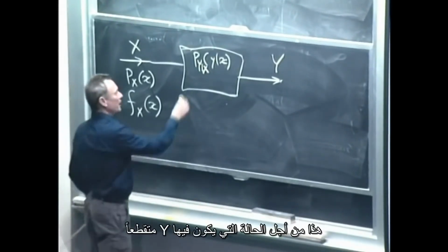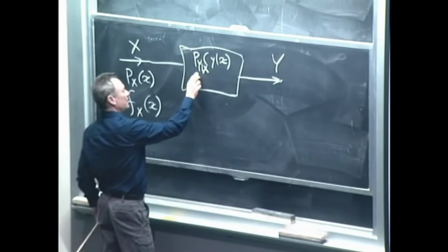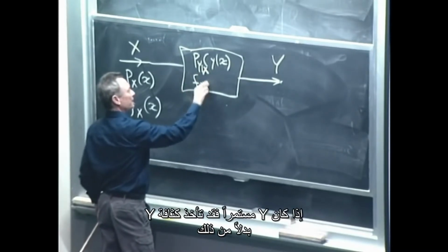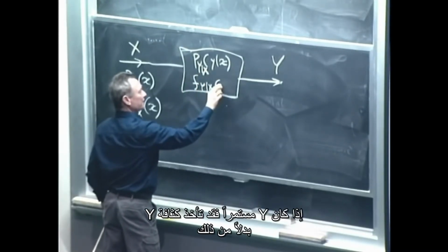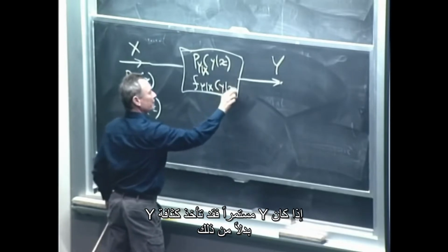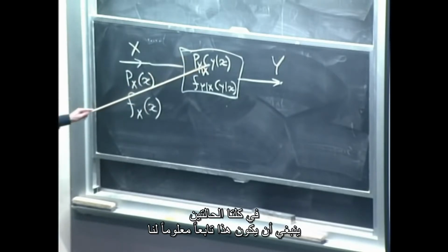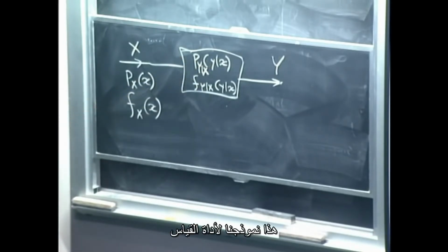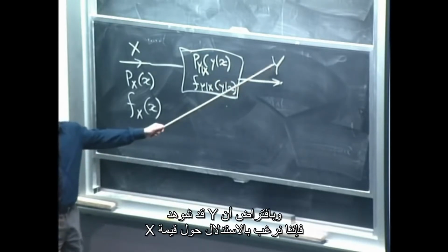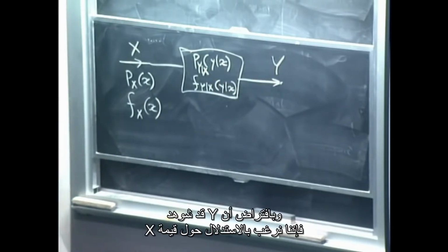That's for the case where y is discrete. If y is continuous, you might instead have a density for y, so something of that form. So in either case, this should be a function that's known to us. This is our model of the measuring device. And now, having observed y, we want to make inferences about x.